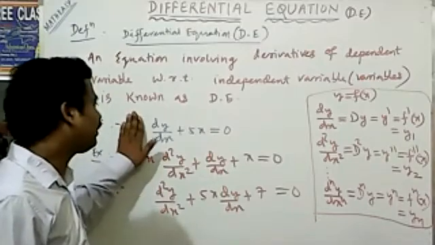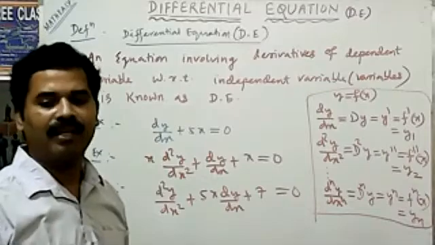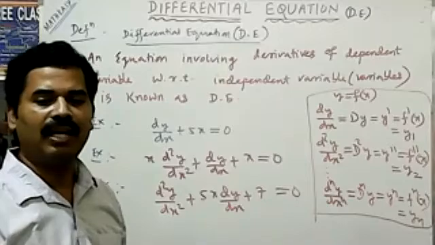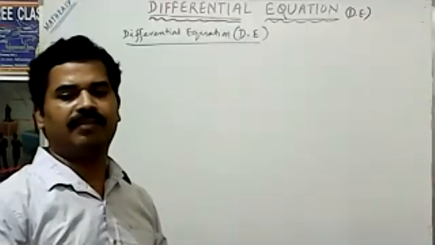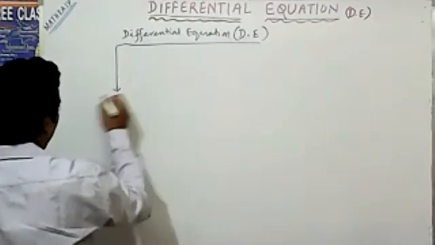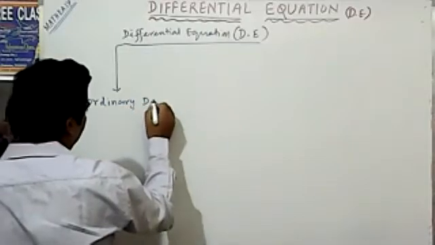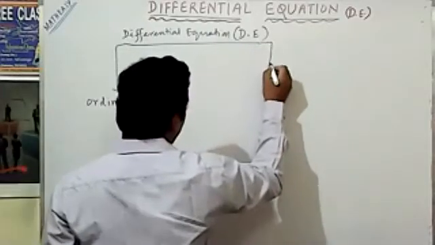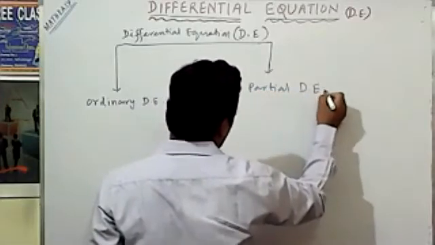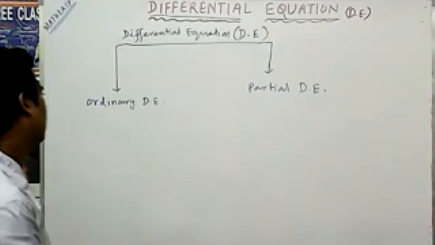And differential equation, how many types? How many types are there? One, two, three, what? Differential equation, basically two types. One is the ordinary differential equation. Another is the partial differential equation. Ordinary differential equation or partial differential equation.